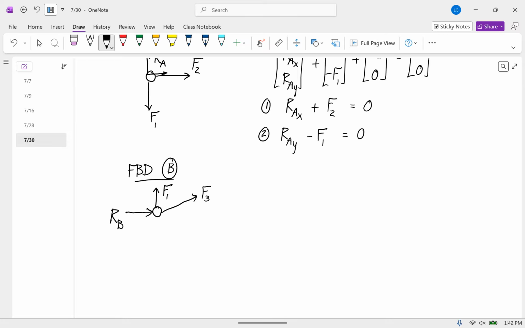And then we'll go to Newton's second law. So RB, 0, plus 0, F1, plus, now we have to use a unit vector for this one. We're going to use that 30-degree angle. We'd have F3 times the cosine and sine of 30 degrees. So this is 0.866 F3 and 0.5 F3.